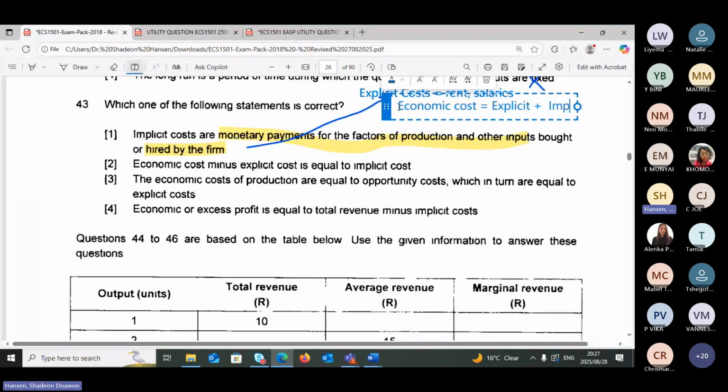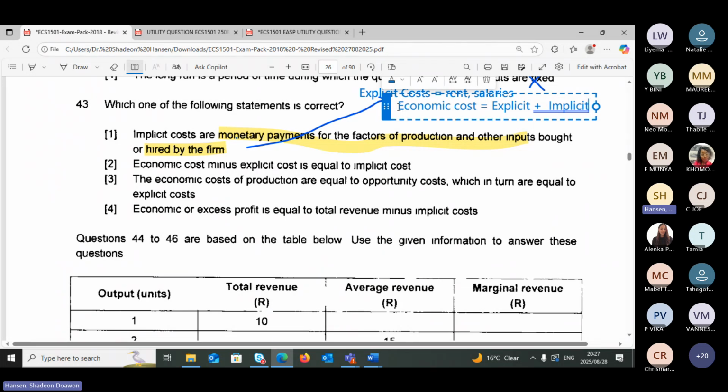But first, before we go into that, what are implicit costs? Remember I said that I quit my job as a lecturer, and I now want to start my own business. I want to start a restaurant. My implicit costs are those opportunity costs that I gave up. And what is the opportunity cost that I gave up? It is the salary that I earned as a lecturer. That is an opportunity cost that I gave up.